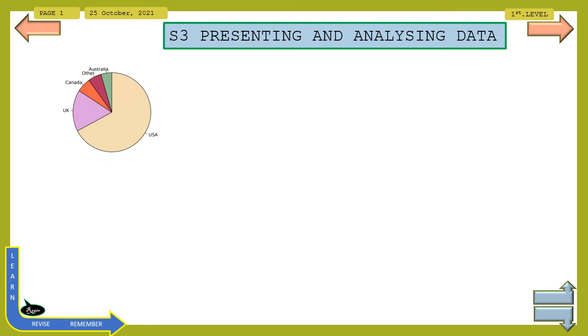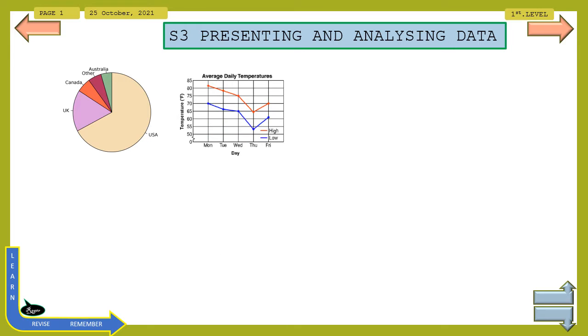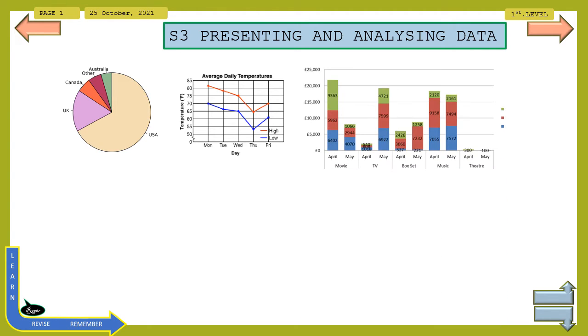First, we have a pie chart, which is fairly easy to read and gives you a general idea of what's going on. And then we have a graph with more than one line on it. This is so you can compare data. This is called a bar chart. It can be vertical or horizontal, and we can color it to emphasize certain points.